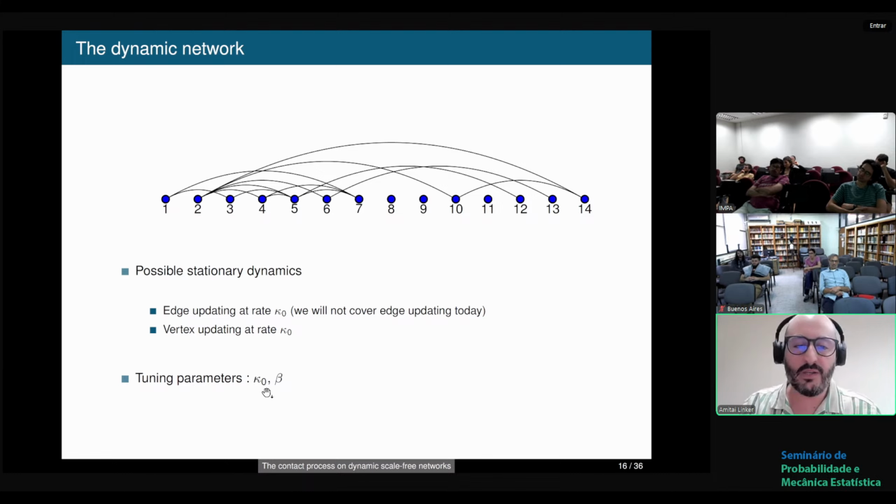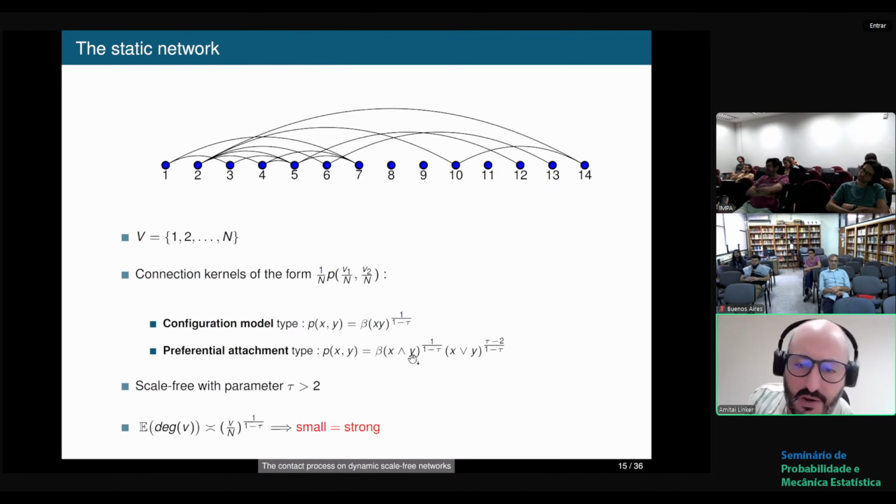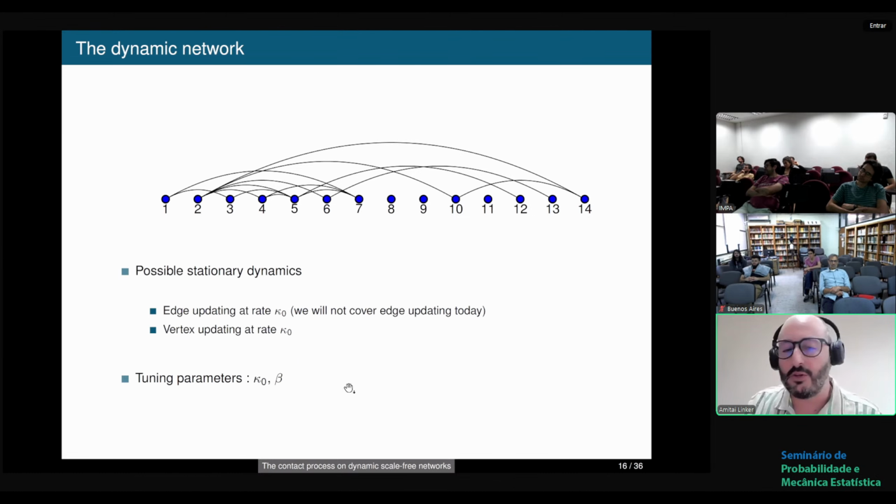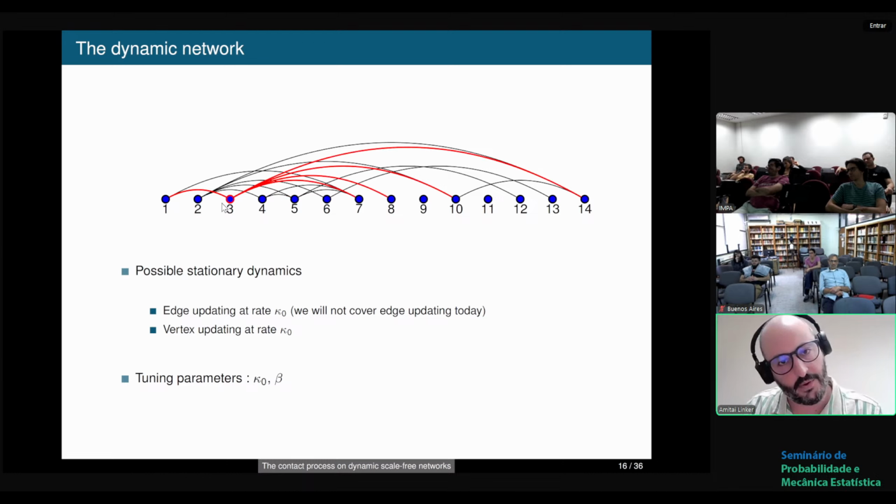And these dynamics have two parameters, kappa naught, which is going to be the updating rate, and beta, which was something that was over here in the kernels. Actually, this beta is not going to be important. So for instance, here is an example of vertex updating. You just select vertex 3, which has these two edges, and then you update it. It lost the edge between 3 and 5, and it kept the one between 1 and 3, and you add some new ones, right?